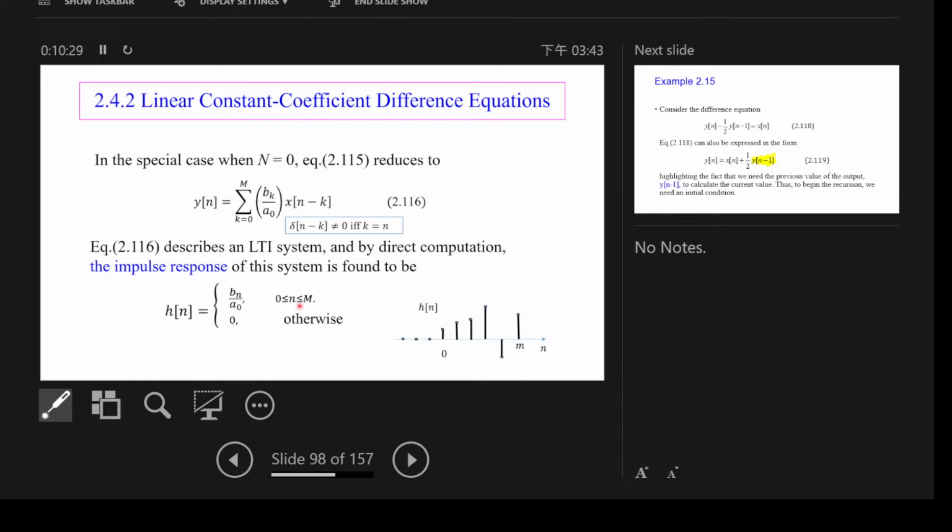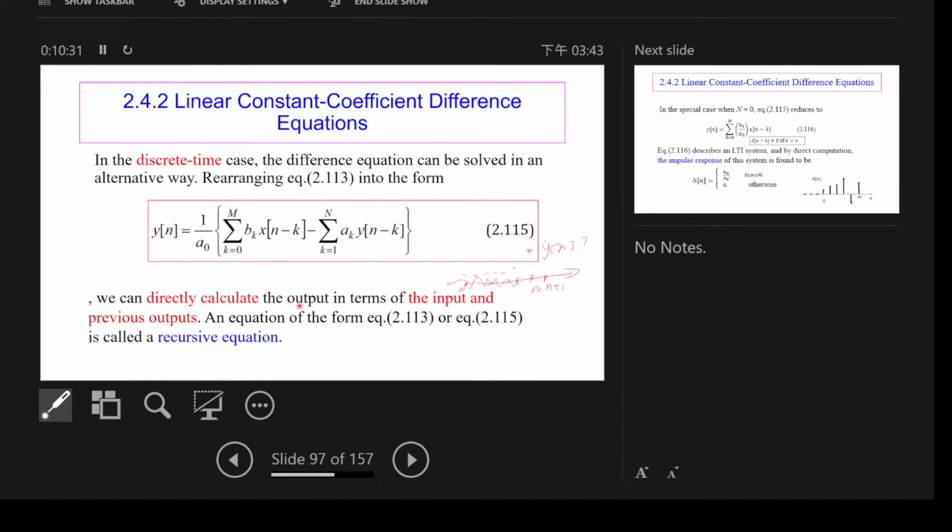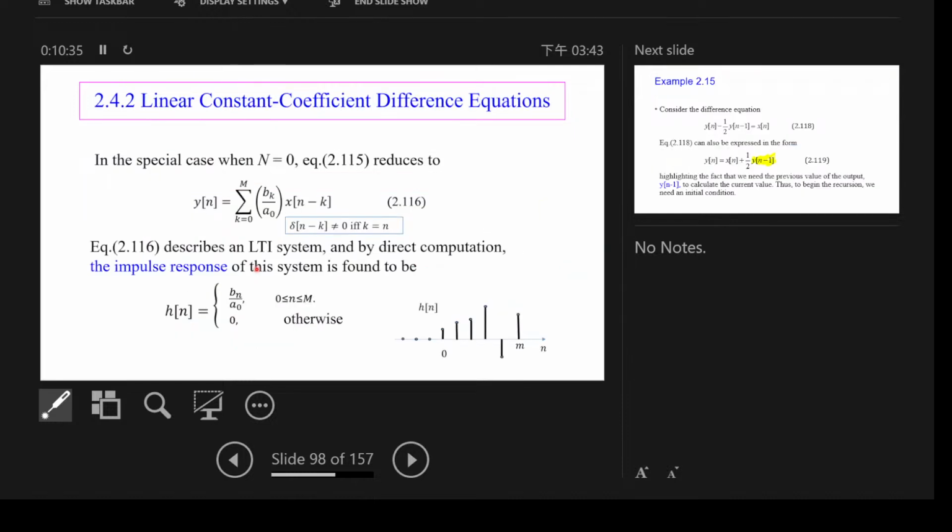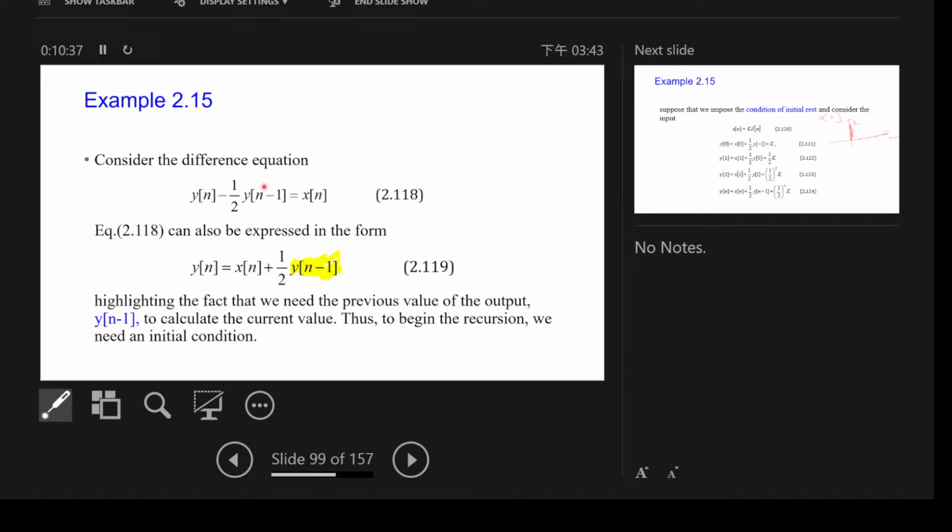Okay, let's see one example of this recursive formula. It's one of the easiest recursions, with one level of recursion. We have y of n minus 1/2 y of n minus 1 equal to x of n. And we try to see how this difference equation gives your y of n. Oh, sorry, I need to change this a little bit.